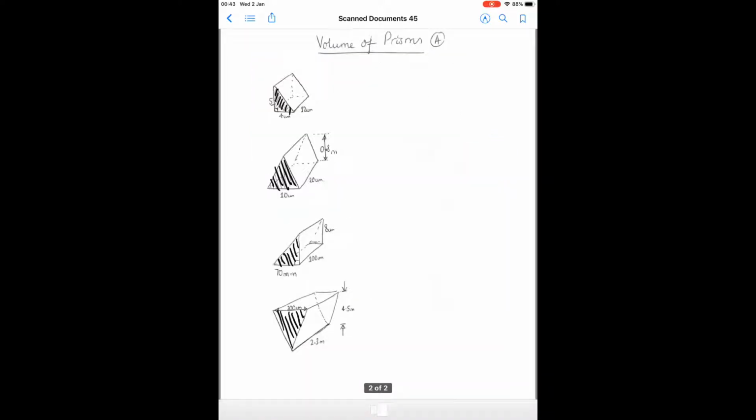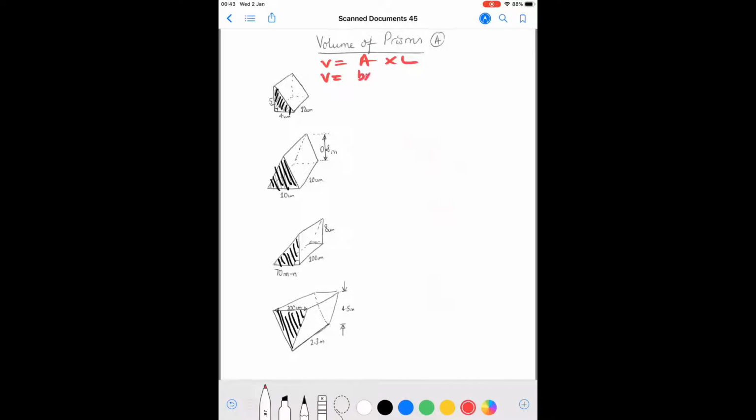Here come the questions. Okay, let's get back our tools. So let's write our formula down. The volume is equal to the area times by length. So volume equals base times the height, because the shape at the front is a triangle. So base times height divided by 2. Then times that by the length for the rest of the volume calculation.